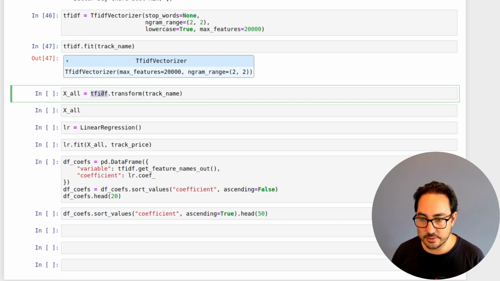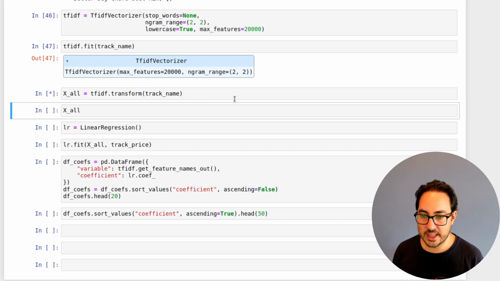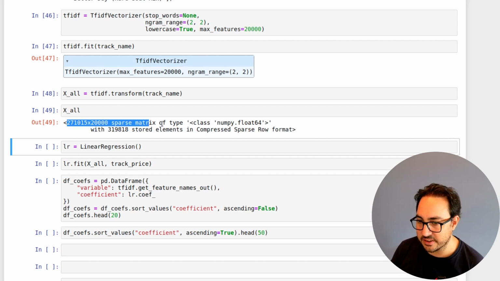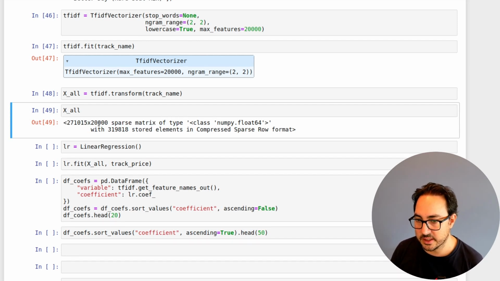Now I use this tf-idf object that I created, I call transform, and I pass in the list. That basically creates this xall matrix. And the advantage of doing this in scikit-learn is that this is a sparse matrix, so it doesn't take a lot of memory. These are 319,000 elements, the non-zero ones of the matrix. So the advantage of this sparse matrix is that it doesn't store the zeros.